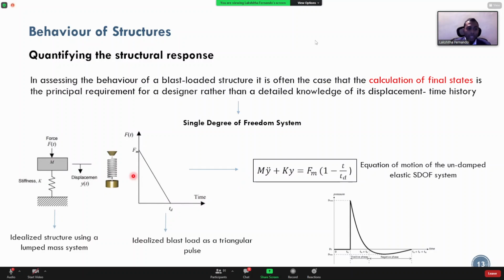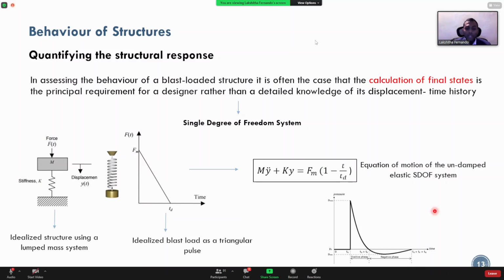We make use of the basic single degree of freedom system equation. We can use things like the damping. I've excluded the damping here, but there's a certain level of damping in most of the structures. We can consider all that. We simplify or idealize the blast load as a triangle, not as the exponentially decaying one that I showed earlier. We can sort of approximate it to be a triangle. And this is the traditional way of actually quantifying the structural response.